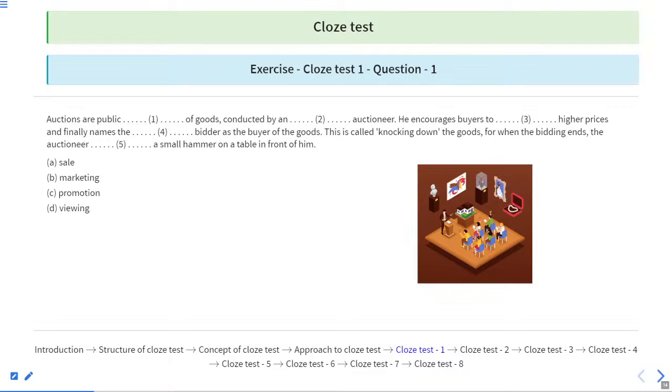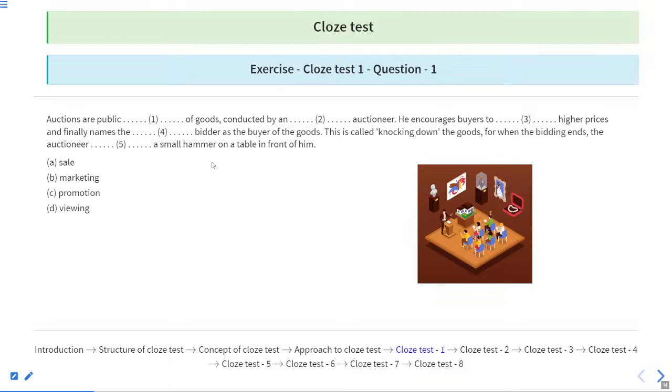So there is an auctioneer. He is holding a public something of goods, and it is done by something which is preceded by "an". So this particular word, which is in the presence of "an", must begin with a vowel. He encourages buyers to dash, probably higher prices.